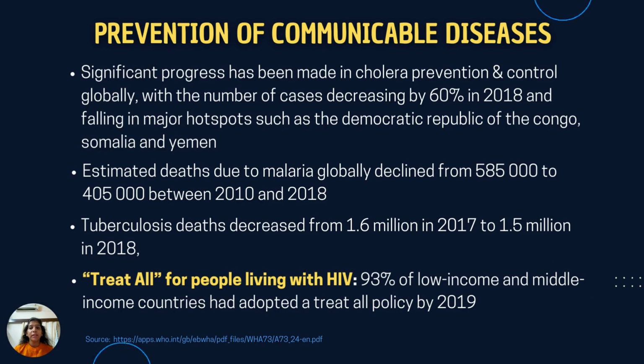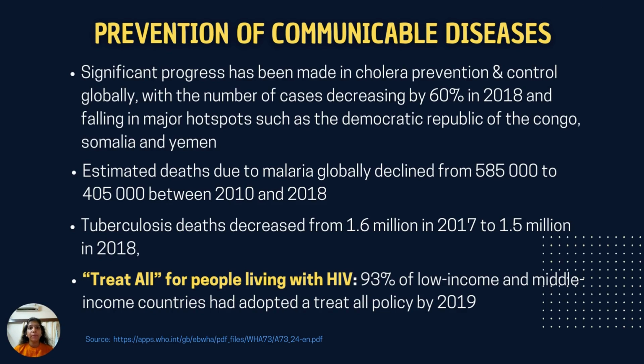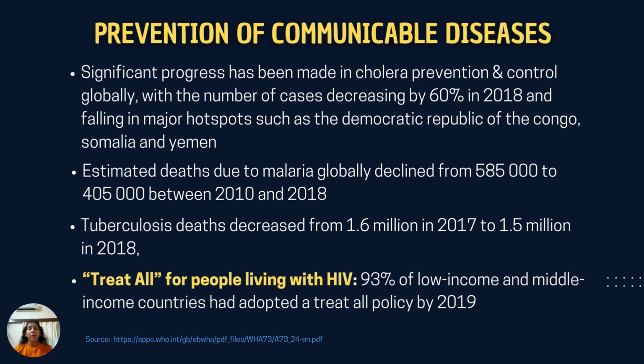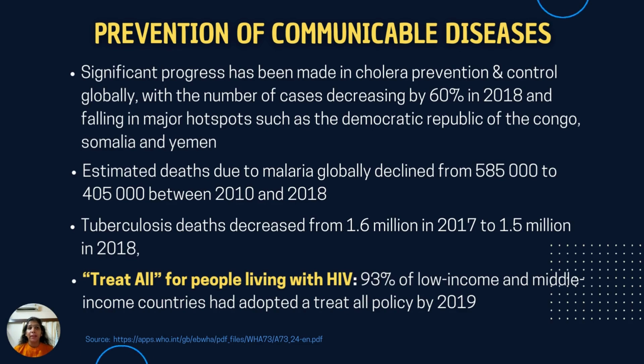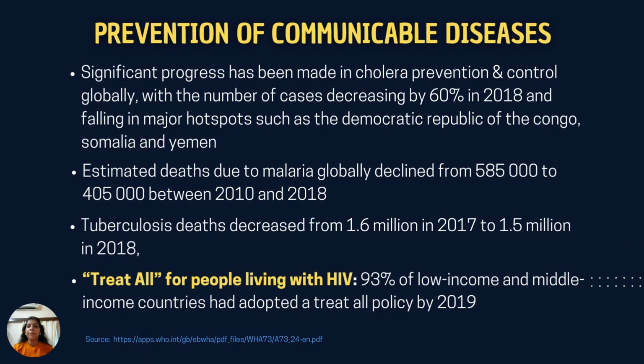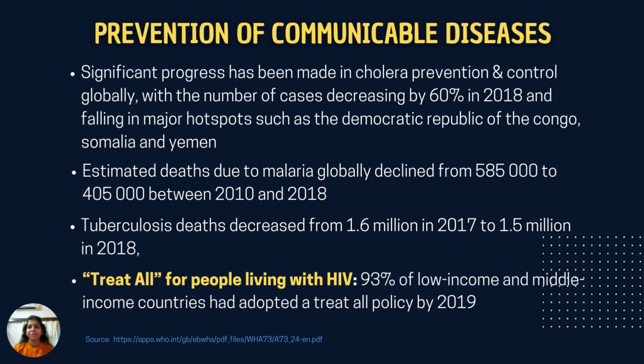This is a guideline for people living with HIV, which envisages that 90% of individuals with HIV be diagnosed on time, and then 90% of diagnosed cases be treated with combination ART therapy. Okay, and 90% of treated patients successfully achieve suppression of viral load by 2020. So this is the treat all policy for HIV.